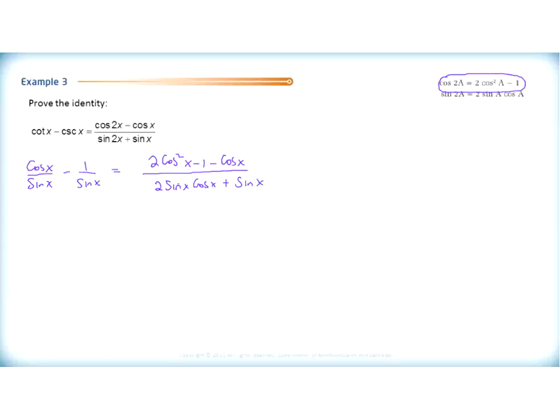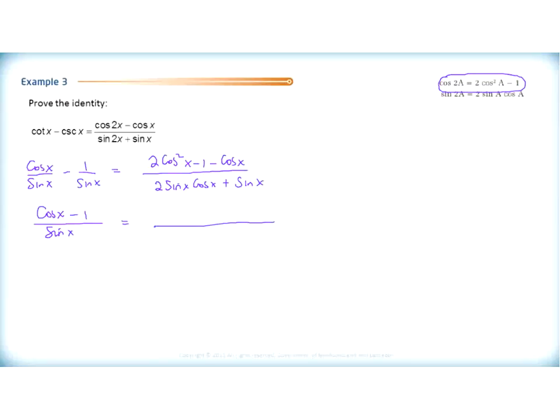Okay. Not seeing a whole lot here that will help me, but on the left side I know I can subtract those two, because I've got a common denominator sine x. So I'm looking for cosine x subtract 1 over sine x, because that's what I get when I subtract on the left side. So how can we get that from the right side?